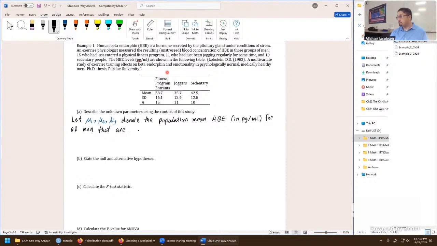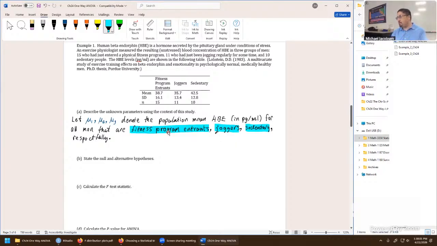So I'll say that are fitness program entrance, joggers, sedentary, respectively. Saying respectively means mu1 corresponds to the mean HBE levels for the fitness program entrance, mu2 corresponds to joggers, and likewise mu3 corresponds to the sedentary group. There's no harm if you prefer to just write out 3 sentences. Let mu1 denote population mean HBE for fitness program entrance. Sentence 2 says, let mu2 denote the population mean HBE for joggers, and so on. That's always completely appropriate as well.